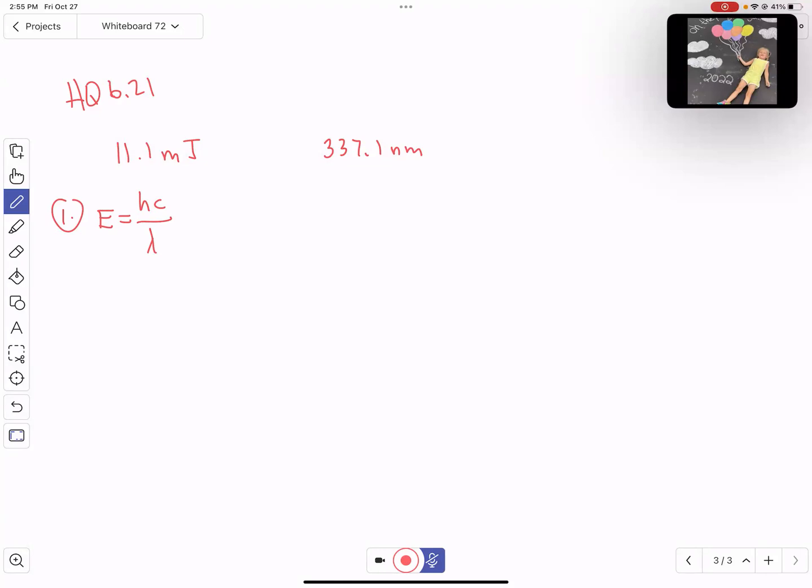Before we do that, we need to convert our wavelength from nanometers into meters. There are 1 times 10 to the 9 nanometers in 1 meter. So 3.371 times 10 to the minus 7 meters is our wavelength.